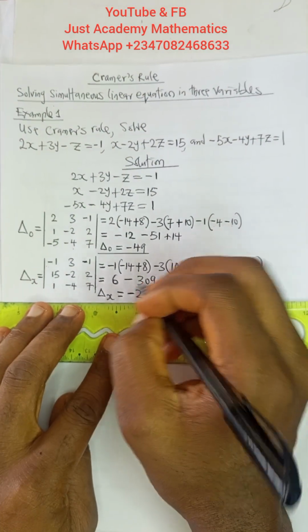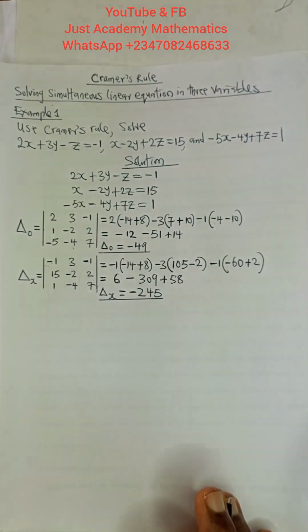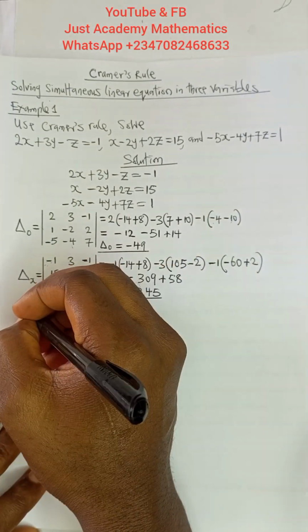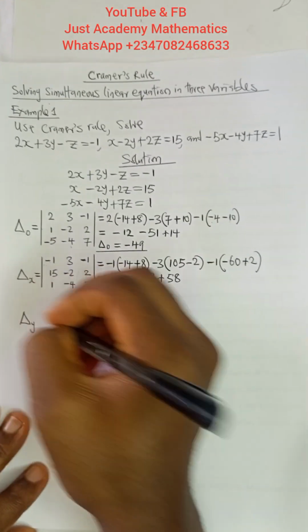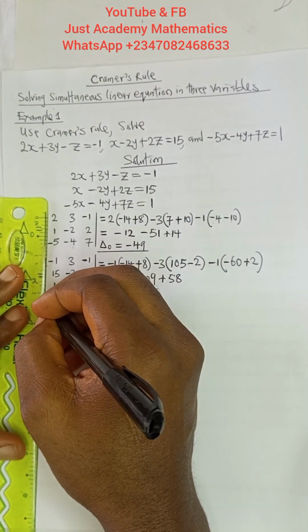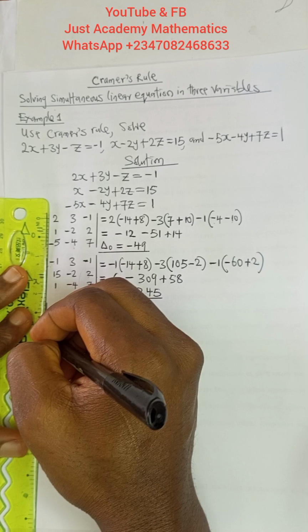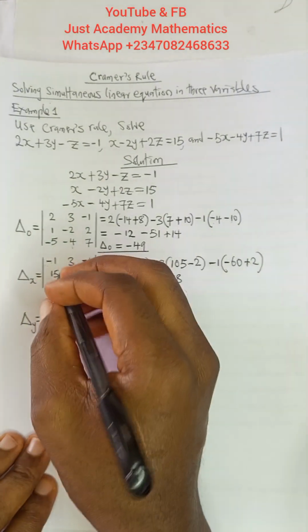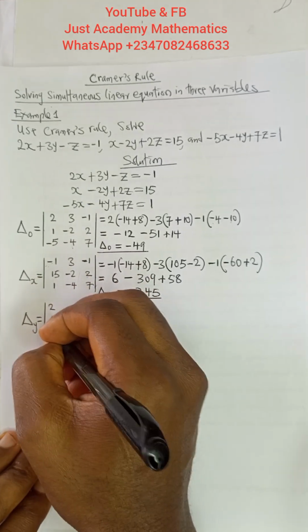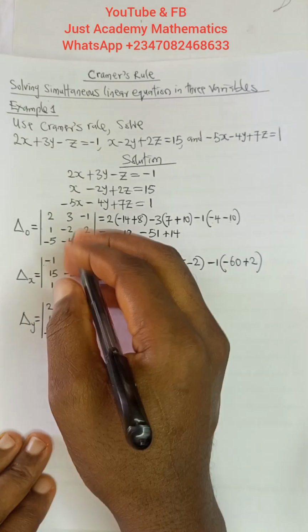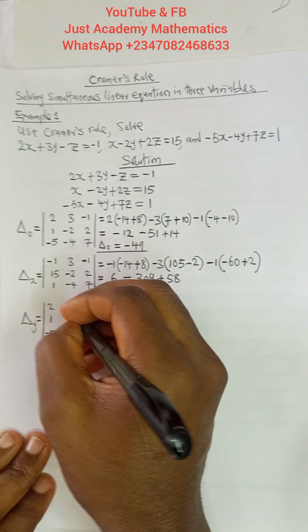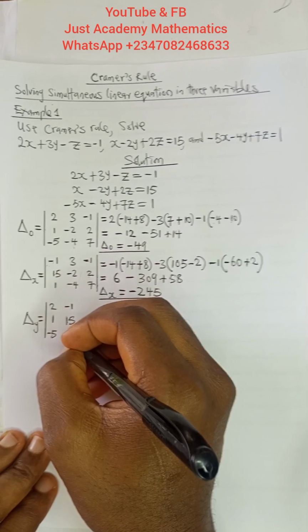-245. So this is change in x. Can you see the procedure? The same way we go for change in y. So for change in y, of course, you know what to expect now. We retain x, which is 2, 1, minus 5. That is the x column. But we replace the y column with the constant, which is -1, 15, and 1.